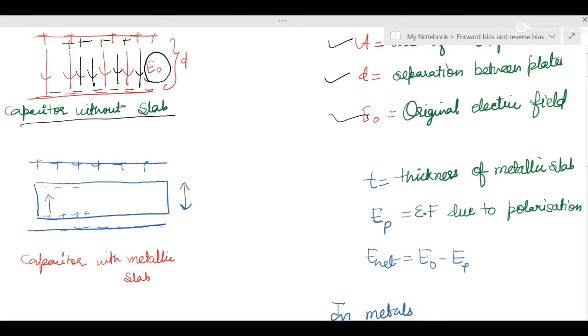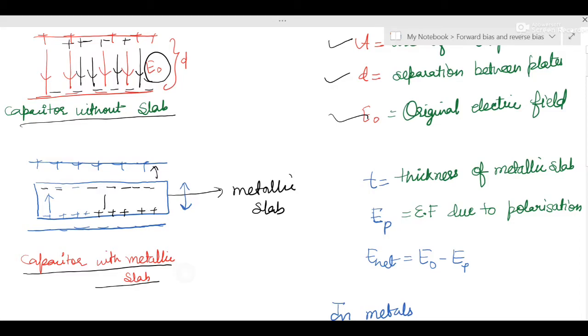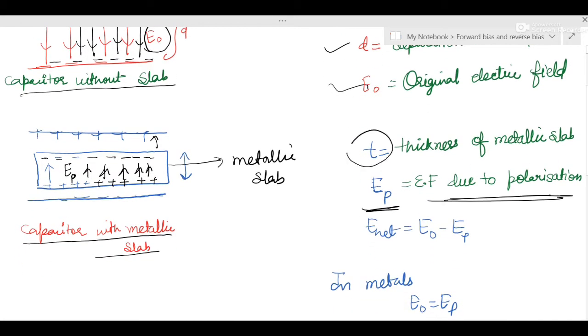So second diagram you can see now, capacitor with metallic slab. So as soon as you will insert the metallic slab, what will happen? Polarization. Negative charge will develop at the end which is close to the positive, and positive charge will develop at the end which is close to the negative. So this is another field which is developed in the metallic slab, which is called induced electric field and denoted by EP. EP means electric field due to polarization or induced electric field. T is the thickness of the metallic slab.